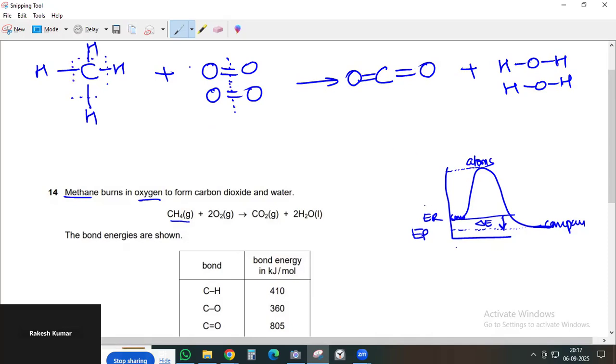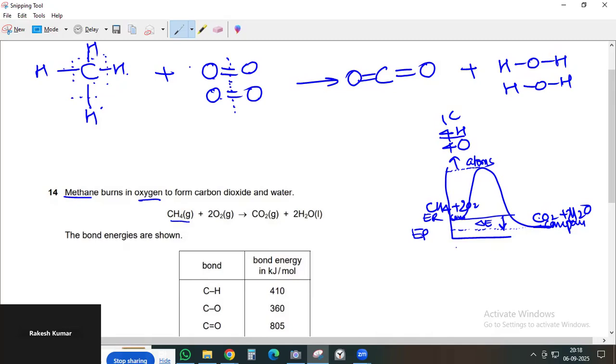Why will they break? Because you have to convert CH4 plus O2 into 1C, 4H, and 4O. And then they will again combine to make you CO2 plus H2O: 1C and 2O, and 4H, because there are 4H here and 4O, 2O, and all these will combine.